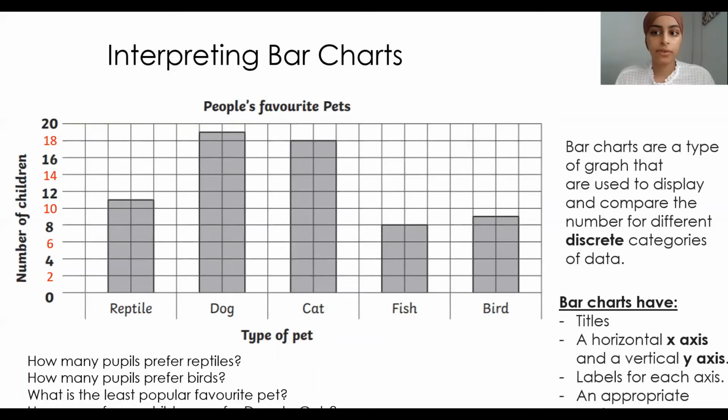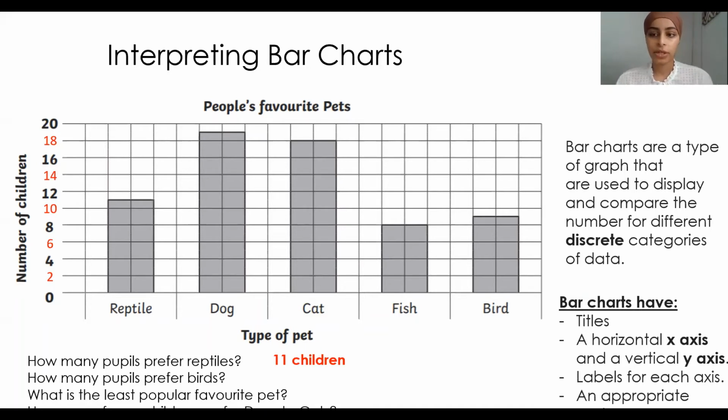Okay, so let's look at the first question. We'll do the first one together and I'll give you a chance to do the next 3 on your own. First one, how many pupils prefer reptiles? Okay, so first thing we need to do is look at the top of the bar, follow it along towards our y-axis, towards our scale, and see where it lands. Now our reptile bar is exactly in between 10 and 12. Our answer wouldn't be 10 and a half because we can't have half values, but it would be the next value after 10 that is just before 12, which is 11.